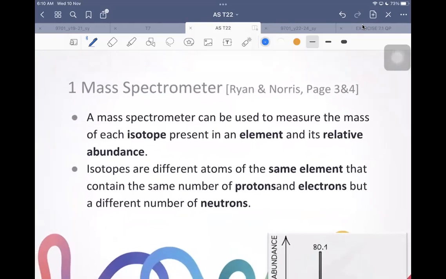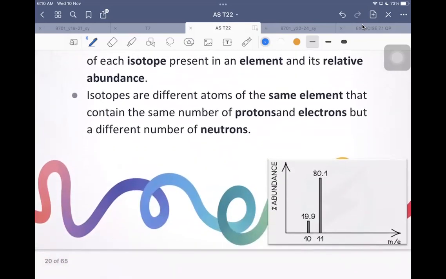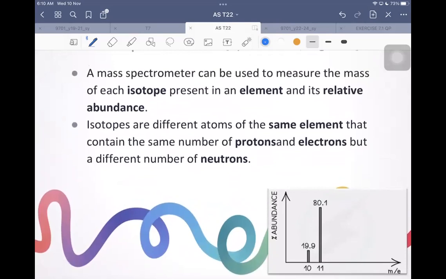A mass spectrometer can be used to measure the mass of each isotope present in an element and its relative abundance. Isotopes are different atoms of the same element that contain the same number of protons and electrons, but a different number of neutrons. For example, let me just open my periodic table. The simplest example that I can give you right now is carbon 12 and carbon 13. These two are isotopes of the carbon element. There's also carbon 14, and their quantity is the relative abundance.